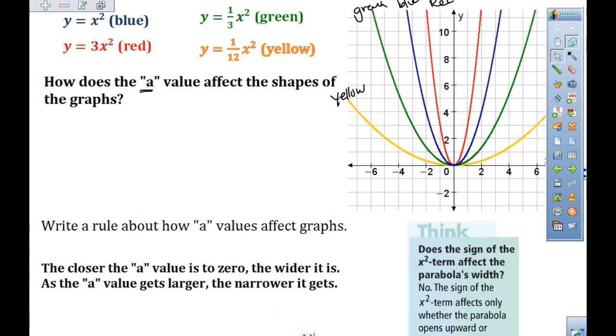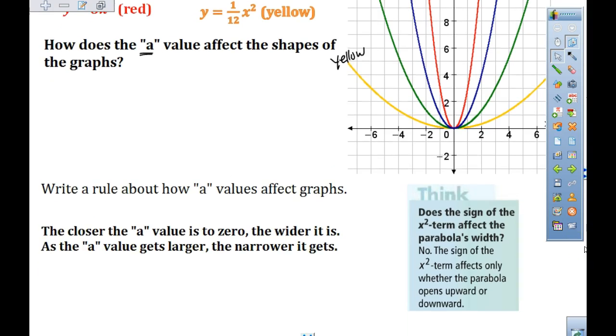So when we are taking a look, the closer A is to 0, the wider, okay? So that's why when we were looking at it, 1/12, the yellow graph was very wide compared to the green one at 1/3. And as it gets bigger, that's why our graph for that -3 was really very narrow, because anytime that number gets larger, a larger positive or negative, just greater than 1 or less than -1, it's going to get narrower.